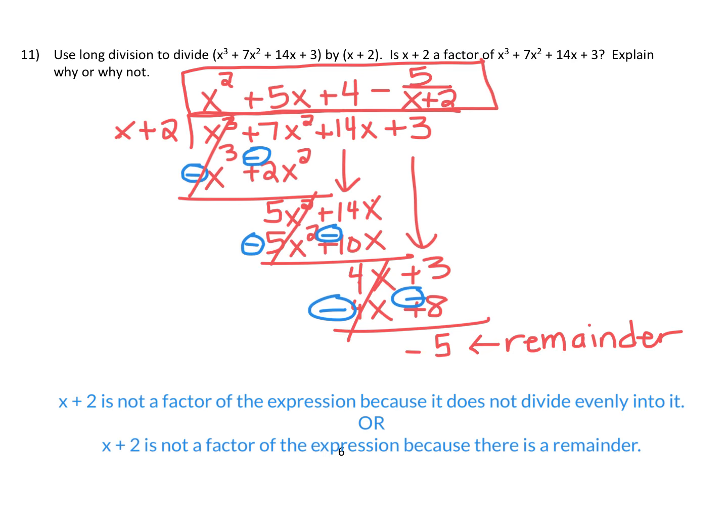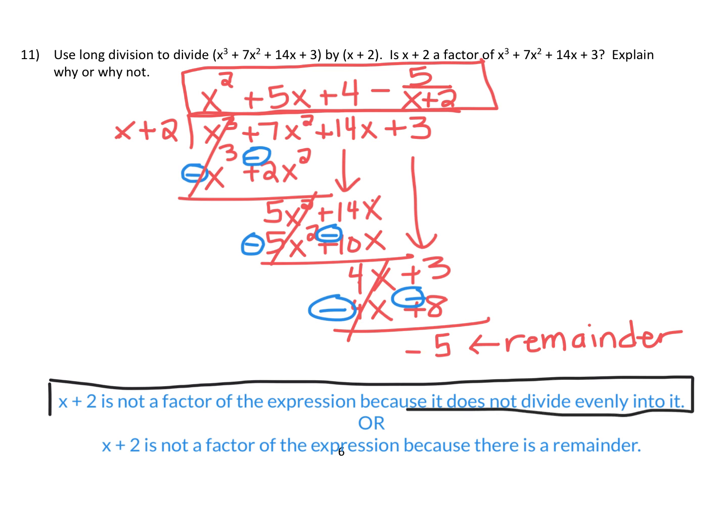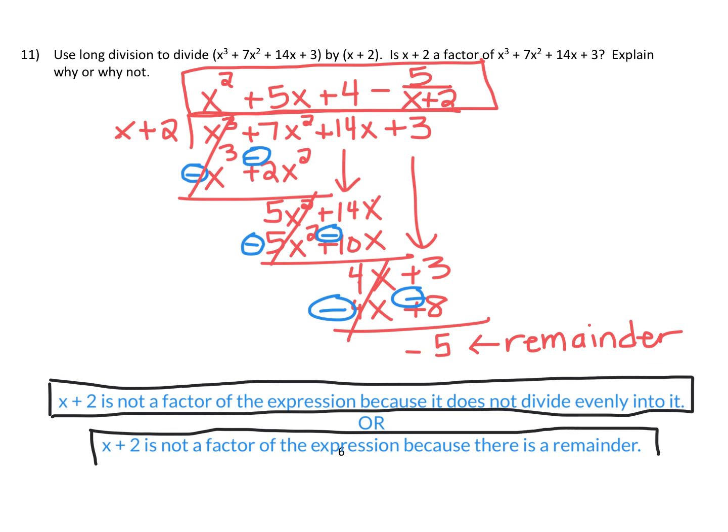Okay, so you could say one of two things. You could either say this first one right here. I'm going to just box them off separately. The first one says, x plus 2 is not a factor of the expression because it does not divide evenly into it. Okay, so you could say that, or you can say this: x plus 2 is not a factor of the expression because there is a remainder. So either one of these two works.